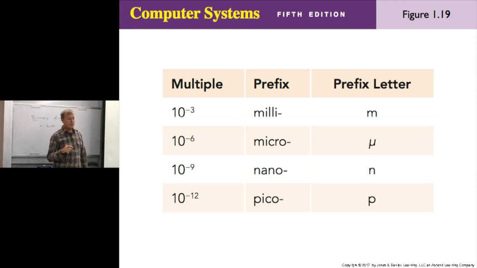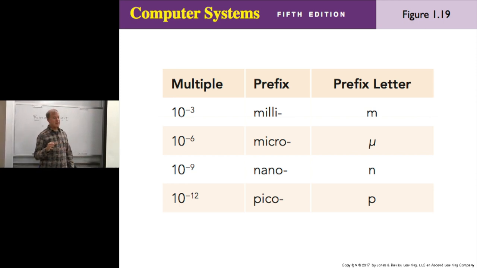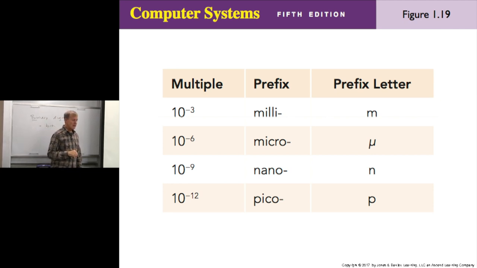Now, in computing, we have really, really big quantities and really, really small quantities. So we use scientific notation, right? Now, for really small values, and this particularly applies to units of time, in figure 1.19, we have these prefixes and letters, and I assume you already know this from science, right? You guys all know this? Okay, so 10 to the minus 3 is milli, that's m, 10 to the minus 6 is micro, that's mu, 10 to the minus 9 is nano, that's n, 10 to the minus 12 is pico, that's p.